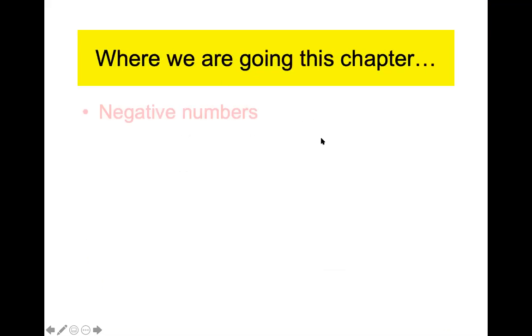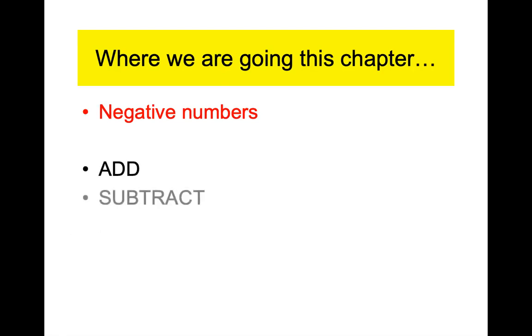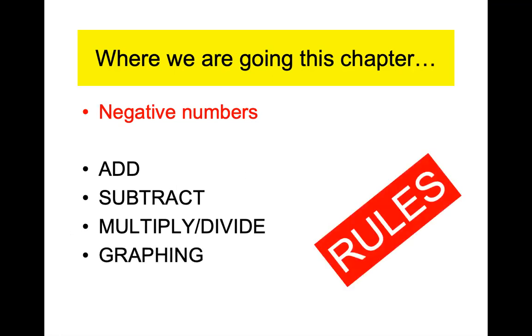Okay. So where are we going? I already said this a couple times. This entire chapter deals with negative numbers and positive numbers, but mostly negative numbers. And then how do you add, subtract, multiply, and divide with those negative numbers? And more importantly, how do you do that with a combination of positive and negative numbers? And it turns out that there are rules for all of this.